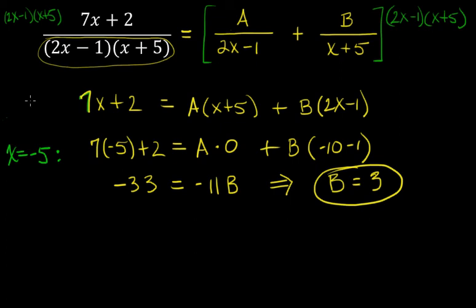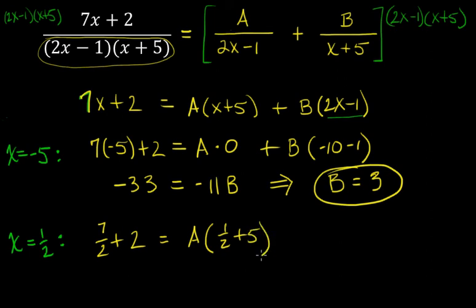Well, now I could go back up here and plug in B, but I really don't need to because I could just let x be 1/2. And notice what happens. If I let x be 1/2, that term is going to be 0, so that term will drop out, and I'll just have, substituting in 1/2, 7/2 plus 2 is equal to A times 1/2 plus 5.